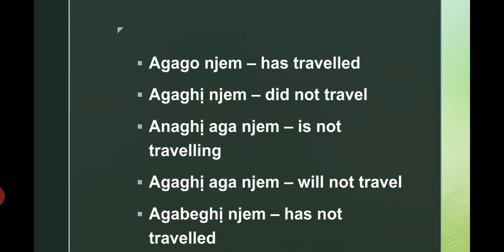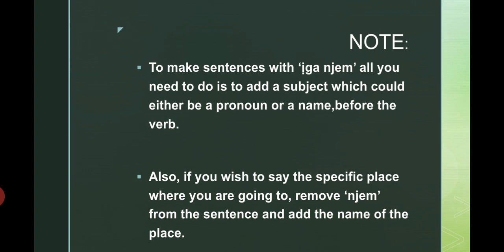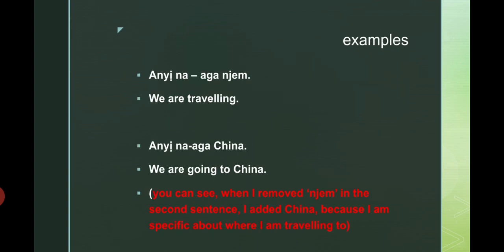Okay? Now, to make sentences with ịga njem, all you need to do is to add a subject, which could either be a pronoun or a name, before the verb. Also, if you wish to say the specific place where you're going to or where you're traveling to, remove njem from the sentence and add the name of the place. You're going to understand it as I give you examples right now. Now, look at the examples.